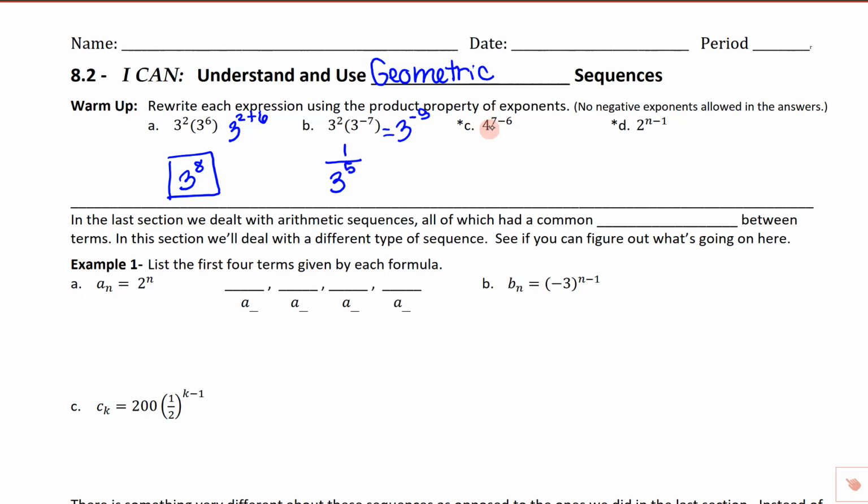Okay, this one, 7 minus 6 is 1, so 4 to the first power, and we can just write 4. We don't usually write to the first power.